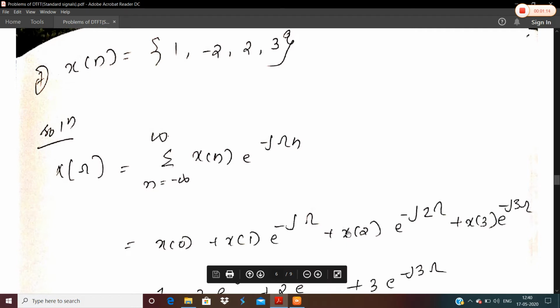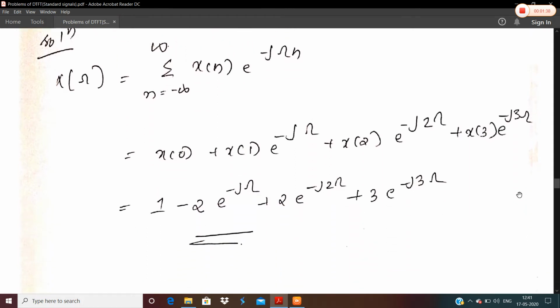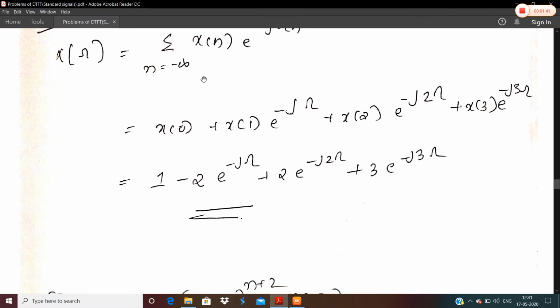So we'll write it in the expanded form, that is we'll just expand this formula and we get it as x of 0 into e raised to minus j0, which is equal to 1. So it is x of 0 plus x of 1 into e raised to minus j omega, giving n is equal to 1. This becomes x of 1 into e raised to minus j omega plus x of 2 into e raised to minus j2 omega plus x of 3 into e raised to minus j3 omega. Just giving the values of n as 0, 1, 2 and 3.